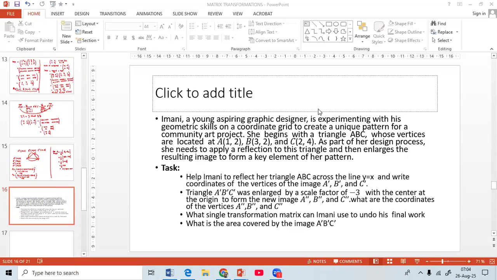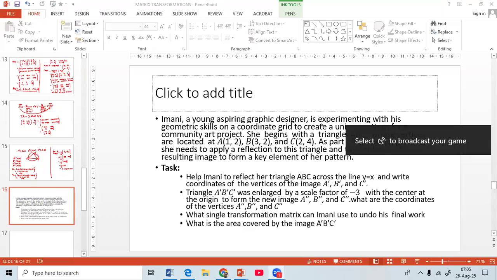Now, if it is enlarged and it is at the origin, then the matrix is that one of K, 0, 0, K, as long as the center is at the origin. But when you're not given the center, they just tell you about the center and give you the scale factor, and the center is not 0, 0, then that one you use the graphical approach. Okay.